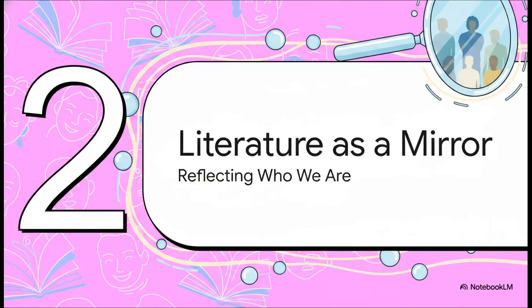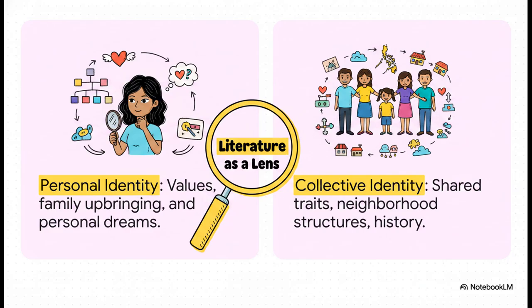Which brings us beautifully to Section 2, Literature as a Mirror, reflecting who we are. Let's look at our core metaphor for this course. You see, literature acts like a dual lens, and it perfectly captures two distinct types of identity. On one side, you've got your personal identity, so your individual values, the specific way your family brought you up, your own personal dreams. But on the other side, we have our collective identity. This is our shared Masbaro traits, our neighborhood structures, our regional history. Good literature captures both of these. It captures the me and the we.